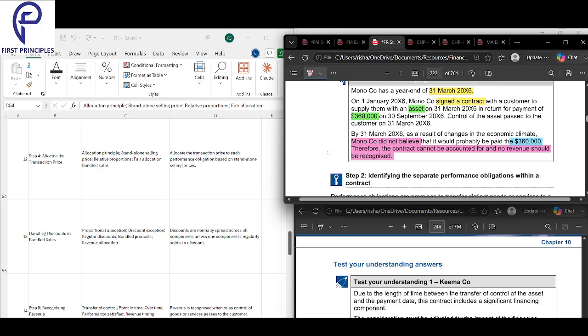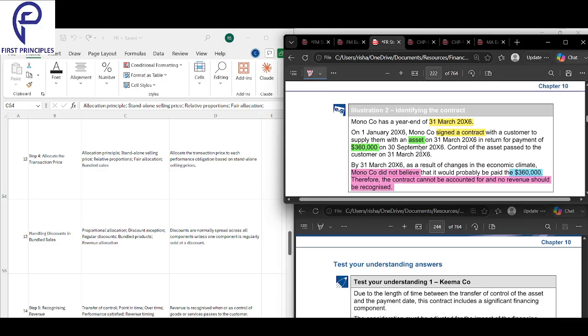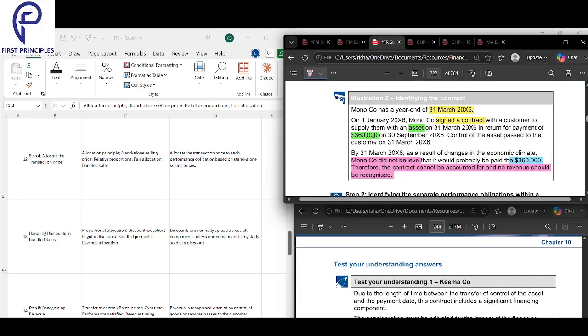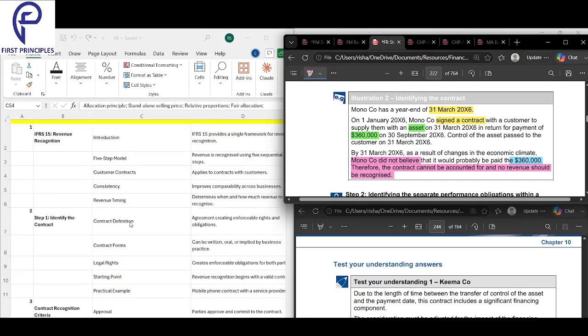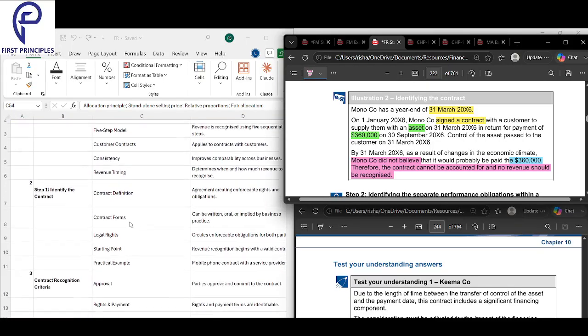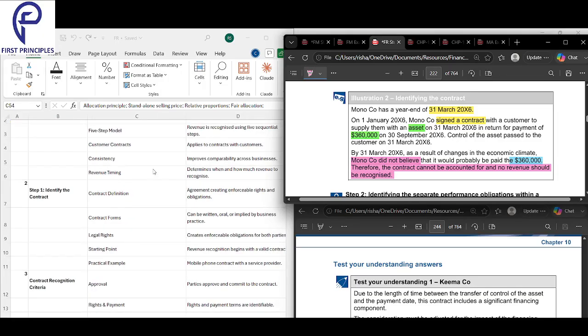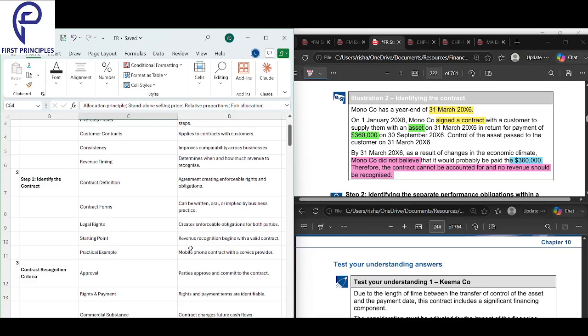So the year end is 31st March. You signed a contract that you will give the asset and the customer will give you 360. Control passed, but revenue should not be recognized. Why? Because it's not even probable that the customer will pay you anything. If it's not probable that the customer will pay, don't recognize the revenue. It should be probable that you will get the money, right?